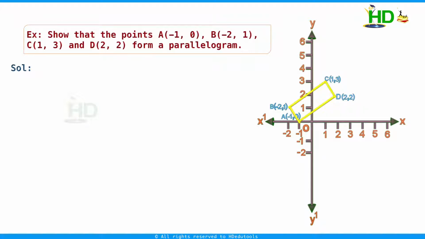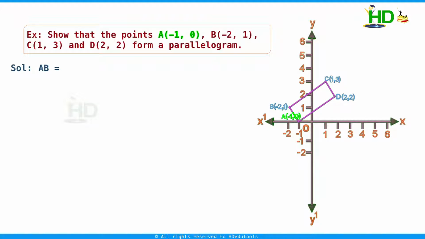In the case of a parallelogram, opposite sides of the quadrilateral are equal and diagonals are not equal, that is AC not equal to BD. If this condition is satisfied, then we can say the given points form a parallelogram. For that you find AB, that is the distance between the points A and B.